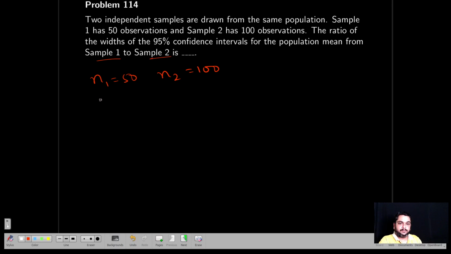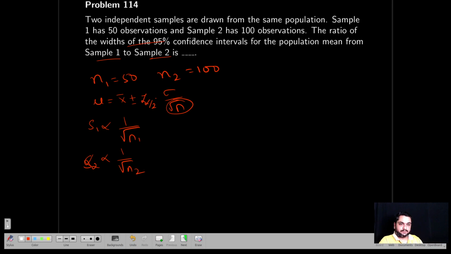See, it's very simple. We need not calculate anything. So what is that confidence interval? It is x bar plus or minus t or z alpha by 2 sigma by square root n. Whether it is a t test or z test, this remains the same. So you can say that the width for sample 1 is inversely proportional to square root of n1, and for sample 2 inversely proportional to square root of n2.